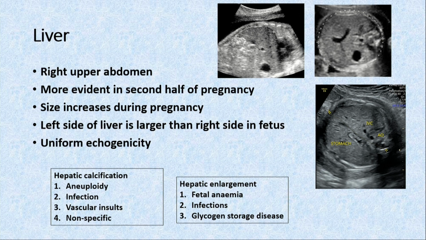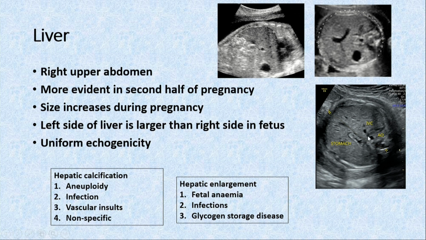Then we come to the liver. We all know the liver is in the right upper abdomen. It is more prominent in the second half of the pregnancy. Size increases during the pregnancy. It should be of uniform echogenicity. Normally we say that the liver is on the right side, but in cases of heterotaxy, this is the case of right atrial isomerism, where you can see this is a large liver. The stomach is here in the center, and the aorta and IVC, which should be on either side of the midline spine, are on the same side.